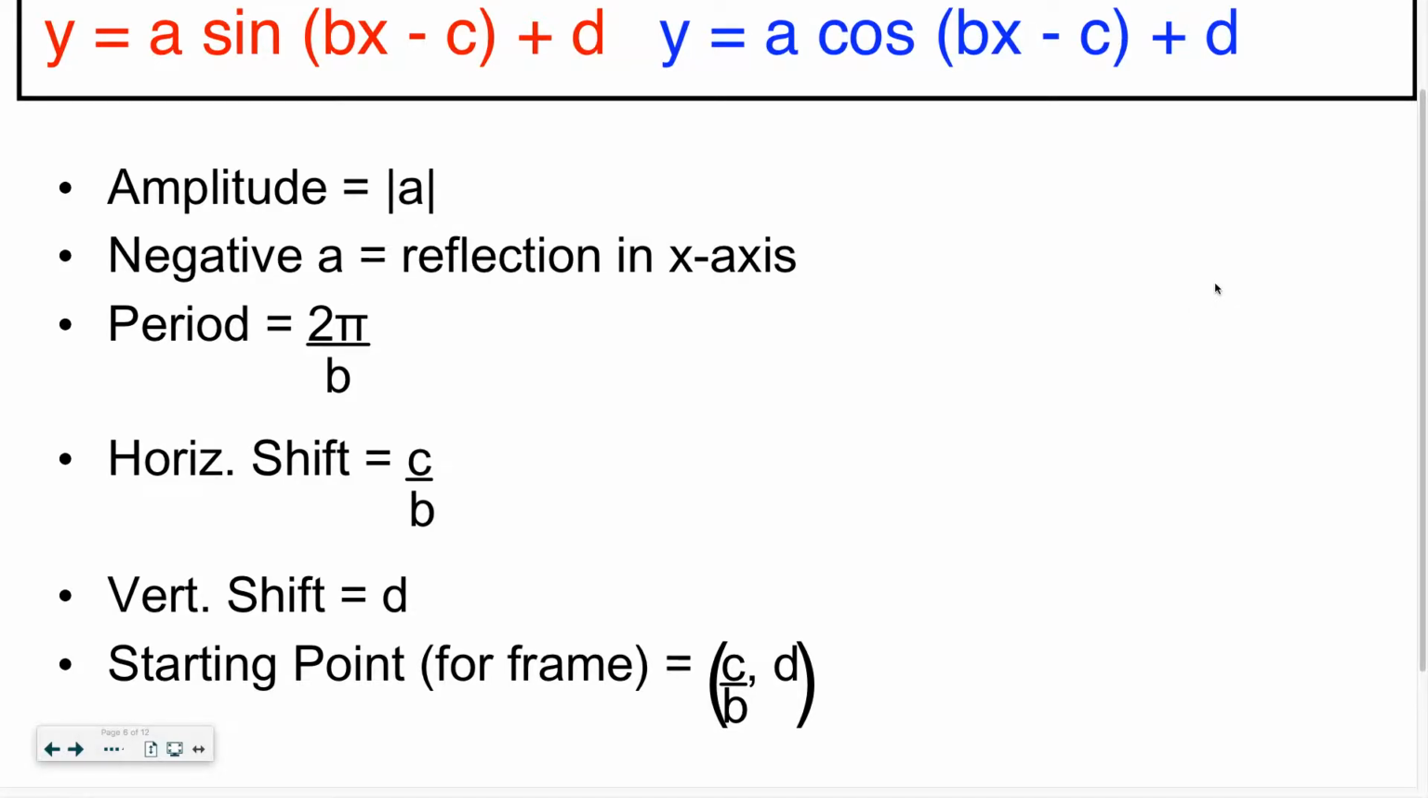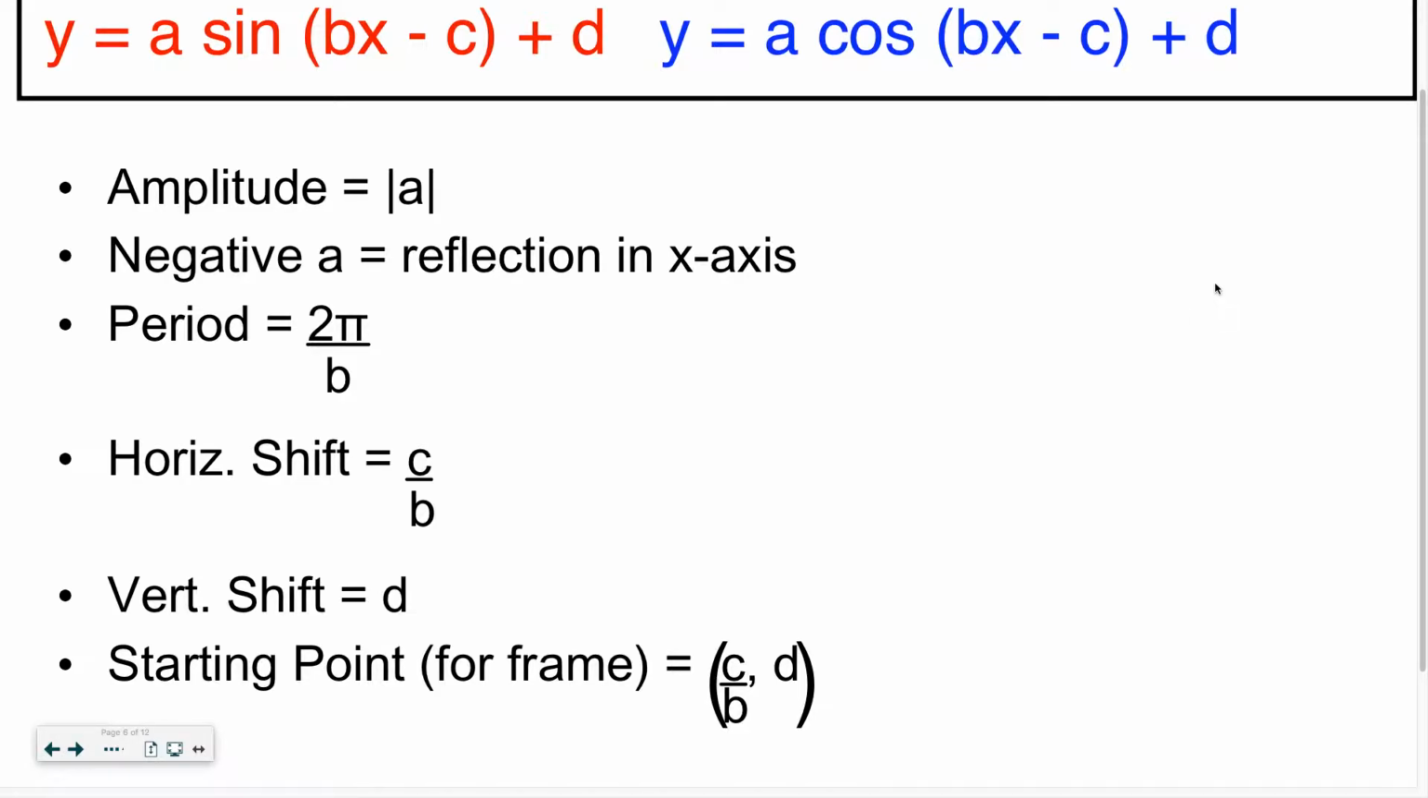So amplitude is the absolute value of A. That means that amplitude, when you write that down for me, should always be what? Positive, because it represents a distance, and distance is always positive. So we should always write down positive amplitudes. If your A is negative, that's just going to be a reflection of that wave, right? So if you're reflecting the sine, instead of mountain high, valley low, it's going to be valley low, mountain high.